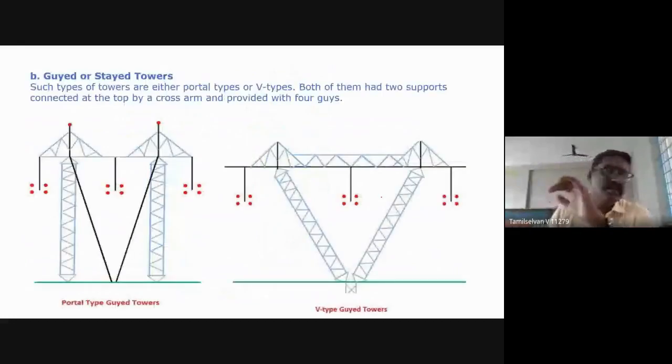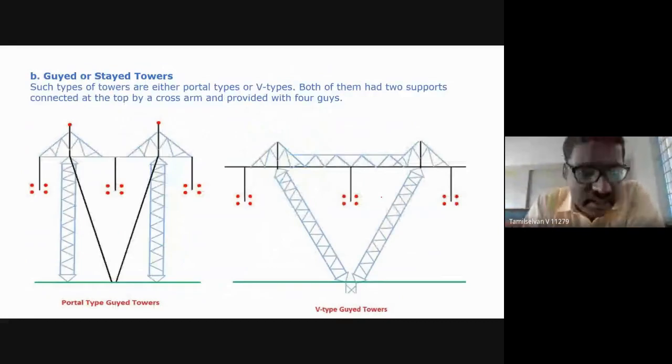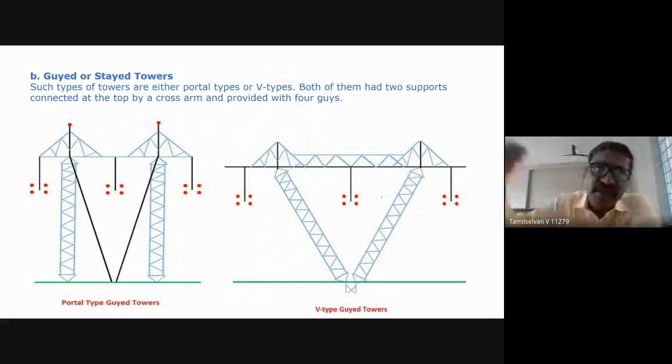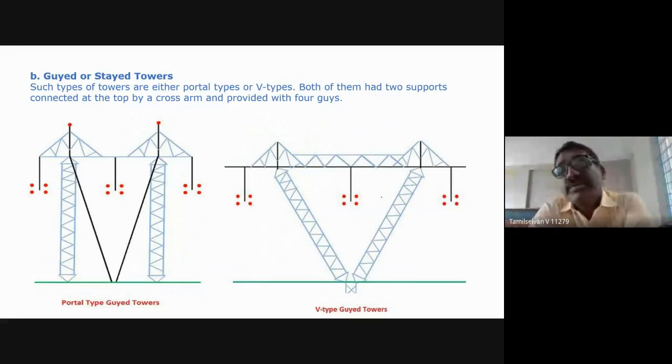And the second category in our steel towers is the guyed or stayed towers. It means the stay wire will be there, to give additional mechanical support to the towers. When heavy conductors are going to be pressed, the tower won't collapse, because it is guided. It means a stay.